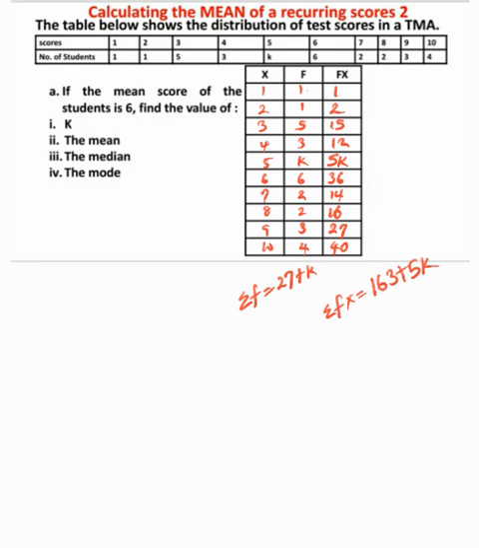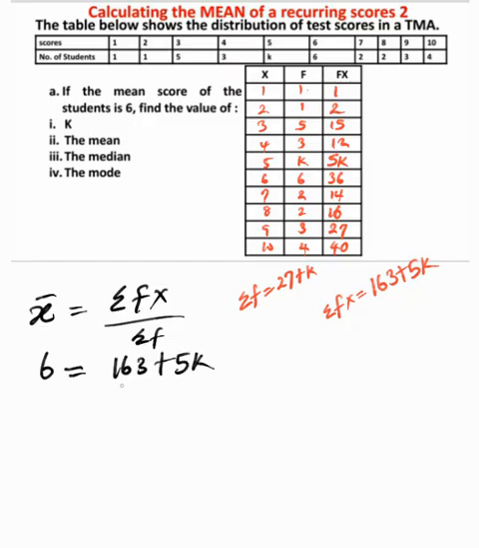All right, we recall that the mean is given as summation fx over summation f. So let's quickly substitute. We have the mean is given as 6 already. Summation fx is 163 plus 5k over summation f, which is 27 plus k. So we make this over 1.